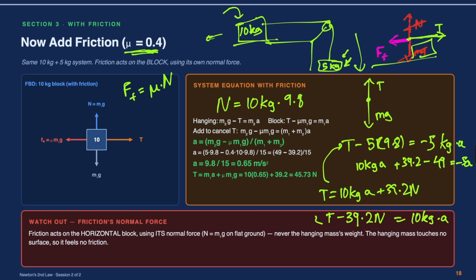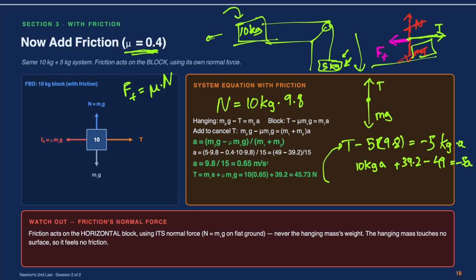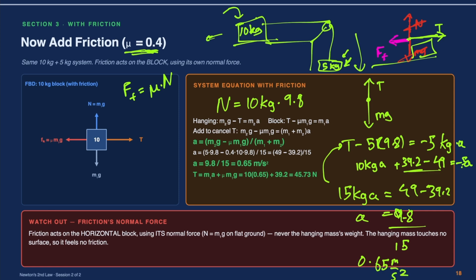Okay. Then I'm going to remove this so I have some more space here. So then I'm going to add these two because this is 5 kg A and this is 10 kg A. 15 kg A is equal to 49 minus 39.2. I just brought this other stuff to the other side. So I'm going to get this is equal to 9.8 and A is equal to 9.8 divided by 15, which is going to be 0.65 meters per second squared. Okay, so yeah, that's it. That's how you work through this.